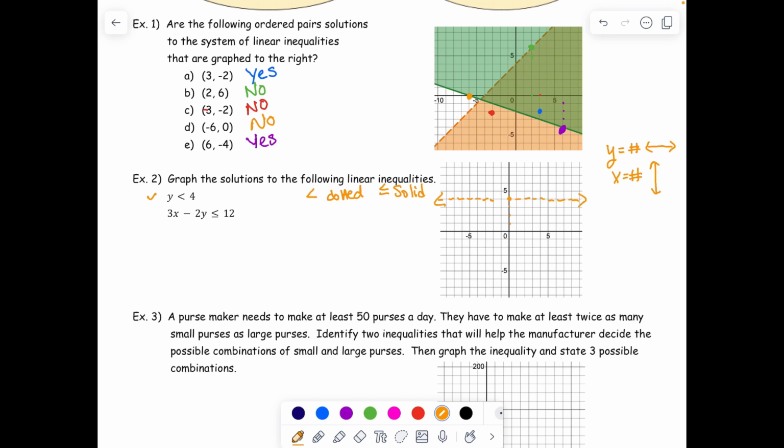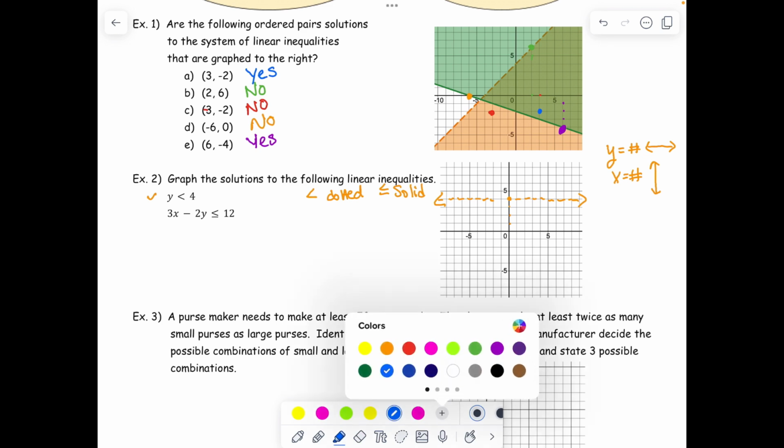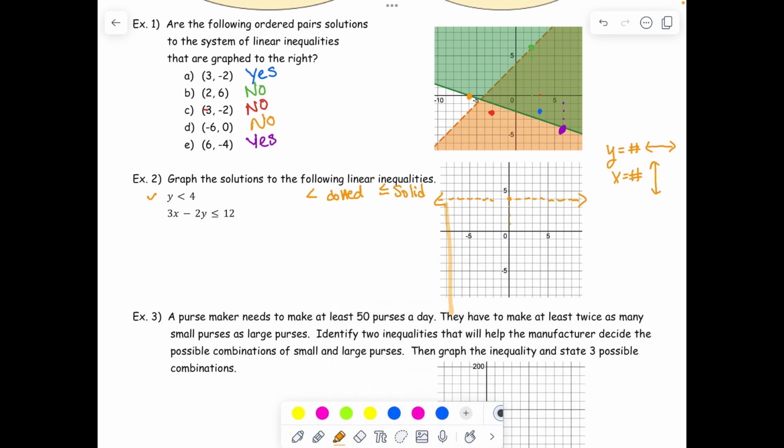And this is talking about all the y's that are less than 4. Well, I think that's kind of obvious. You don't really have to pick a point for that. It would be down here. But if you wanted to pick a point, you could pick (0, 0), and you could see that 0 is lower than 4. Okay, so we shaded towards 0.